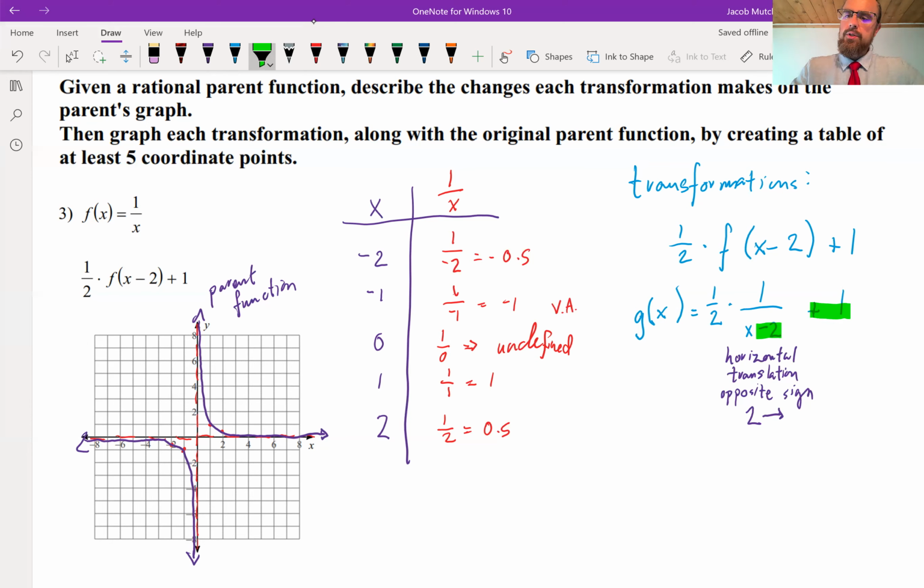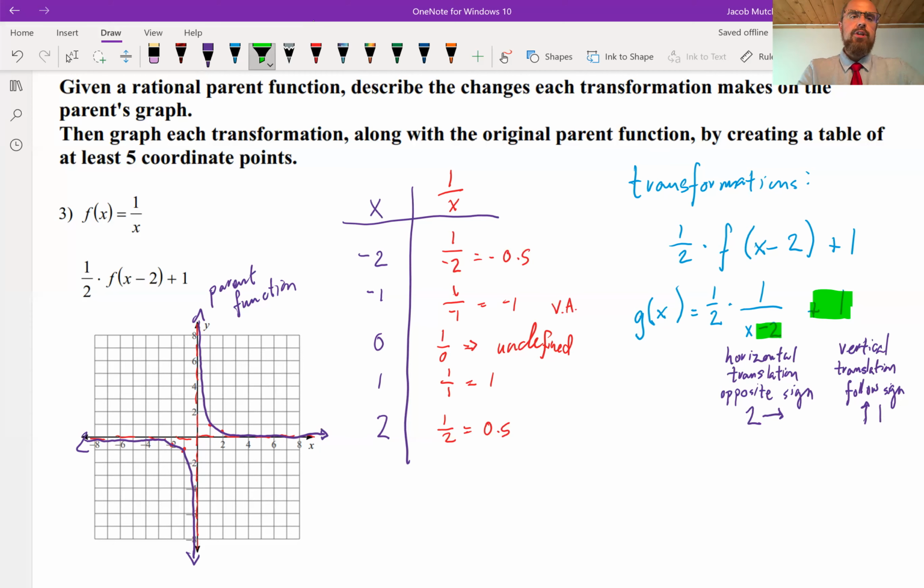I also have a +1 that's really tacked on to the end. That is a vertical translation. And we need to remember the distinction with a vertical translation, unlike horizontal, we actually follow the sign. So if we're seeing +1, plus in the vertical dimension typically means up, and that's how we're going to predict that this should move the graph up 1.